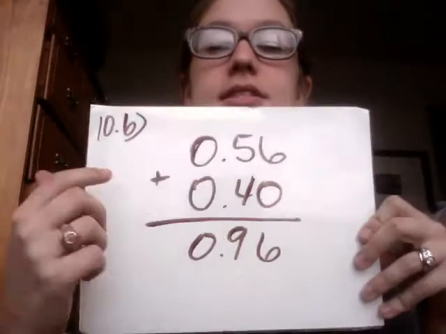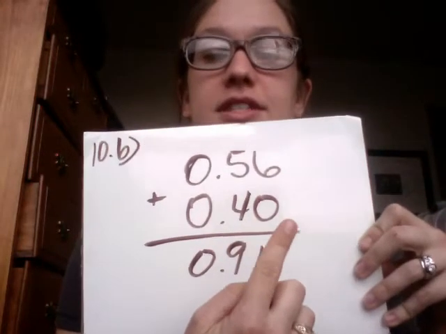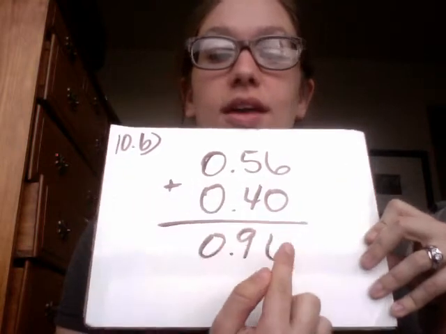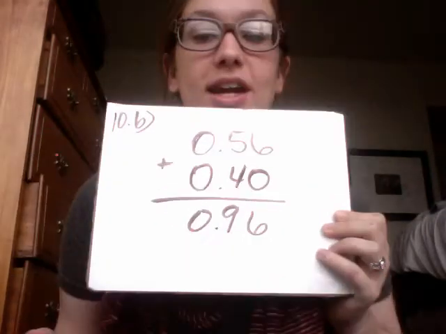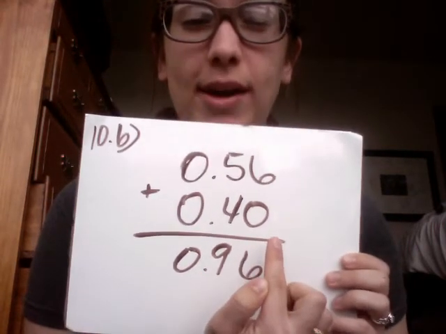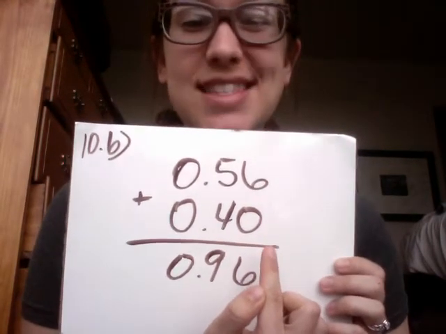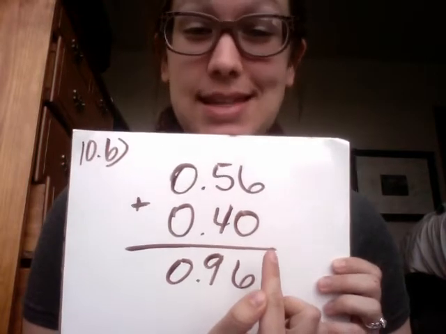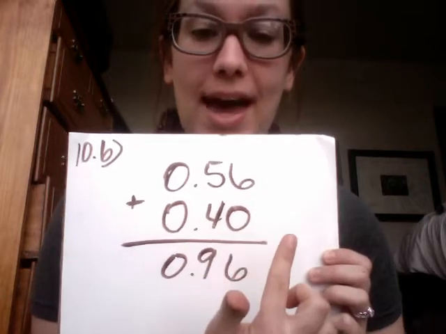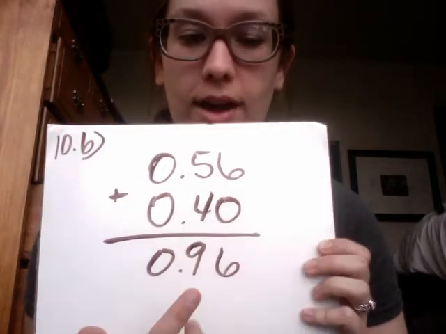All right, I'm back. So 10b, 0.56, so 56 hundredths, plus 4 tenths. Now look, I went ahead and added a 0 to my 4 tenths to make it 40 hundredths. That's the same number. The value is the same. It doesn't change anything, but it helps me remember when I'm adding what's going on, right?